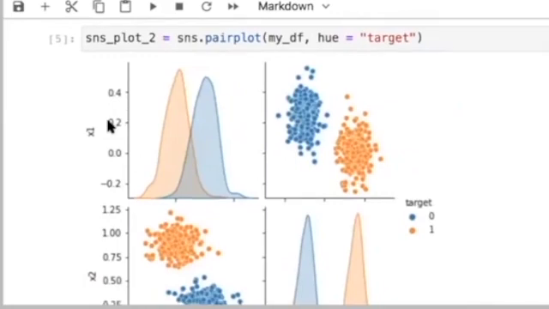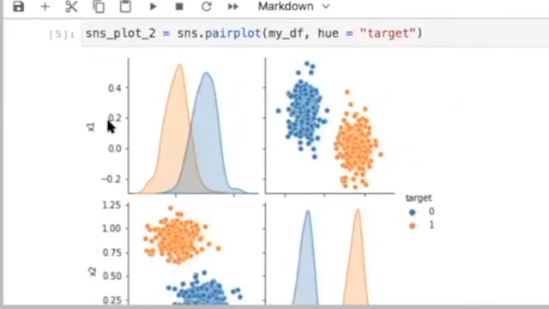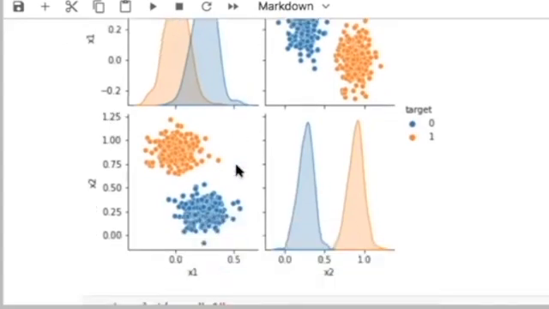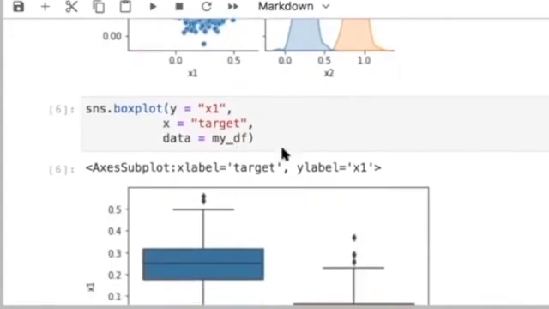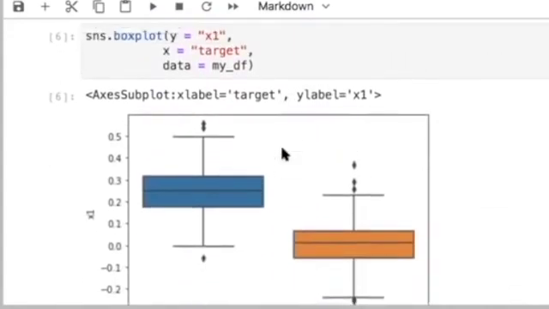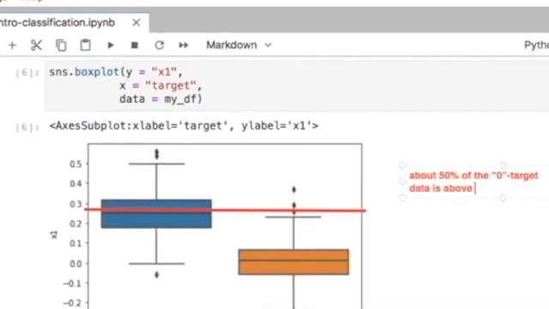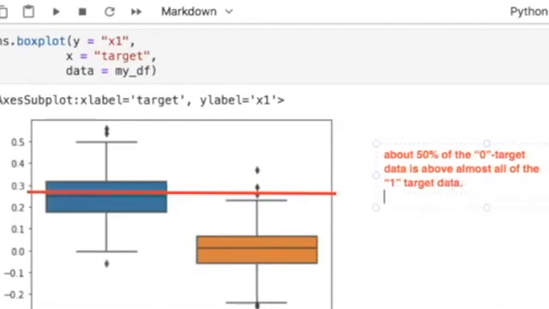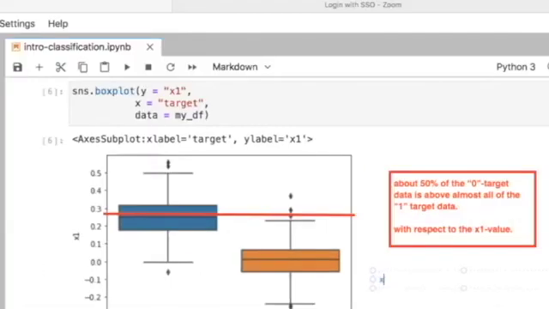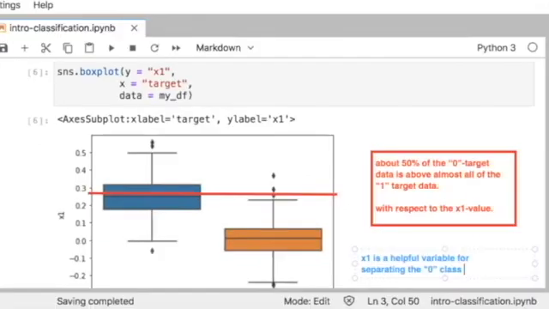Another way to visually determine how useful a variable is, is to look at the histograms or the distribution plots. If you look, for instance, at a box plot of the distributions for the 0 value of the target and the 1 value of the target, you'll see that about 50% of the 0 target data is above all the 1 target data with respect to the x1 value. It tells us that x1 is a helpful variable for separating the 0 class from the 1 class. And that's another thing we can look for as we visualize the data.